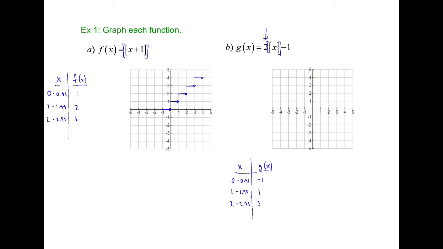So we can go ahead and graph this. From 0 to 0.999 is going to be negative 1. So from here. And then at 1, it's going to jump up to 1. And at 2, it's going to jump up to 3. And then at 3, it's going to jump up to 5. And so on. And that's your greatest integer functions.